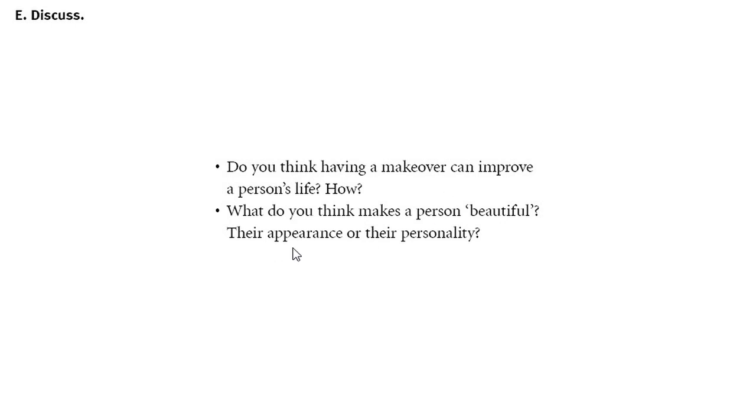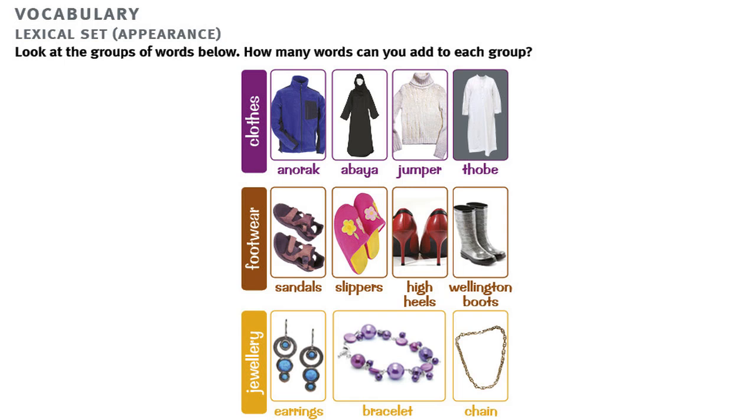وكيف؟ What do you think makes a person beautiful? Their appearance or their personality? ما الذي يجعل الشخص جميلا؟ هل شخصيته أم مظهره؟ Vocabulary. Lexical set. Appearance. كلمات لها علاقة بالمظهر. ننتبه. Clothes ملابس. Anorak. Abaya. Jumper. ثوب. Footwear ملابس للأقدام أو ملبوسات للأرجل. Sandals. Slippers. High heels. Wellington boots. بينما jewelry مجوهرات. Earrings. Bracelet and chain.